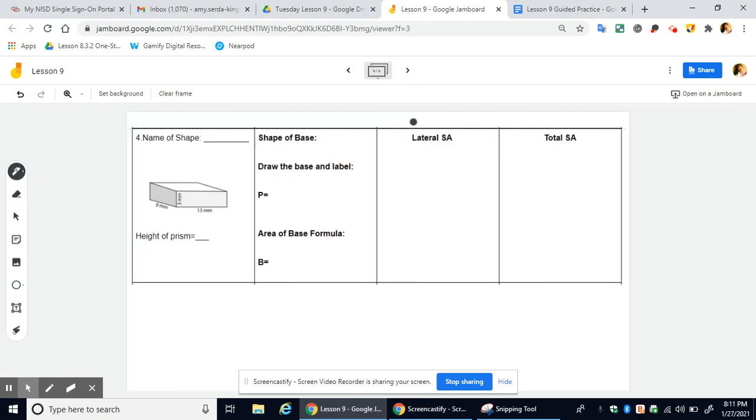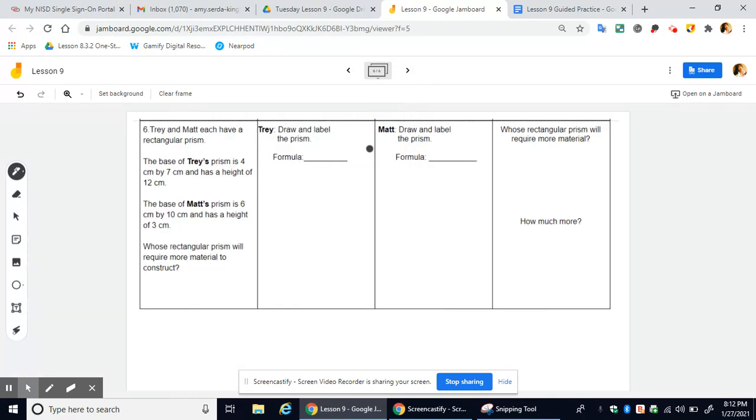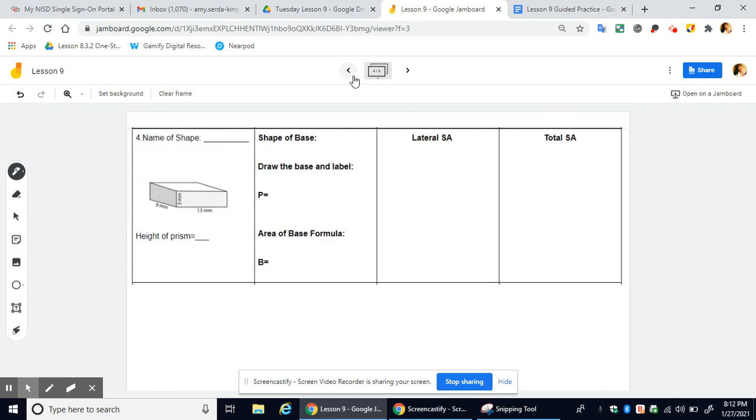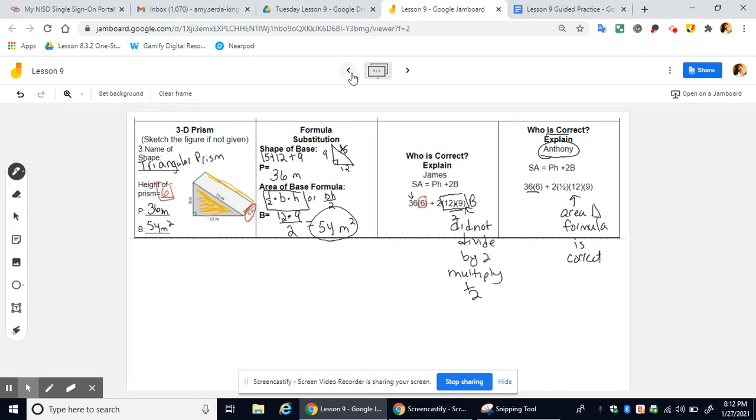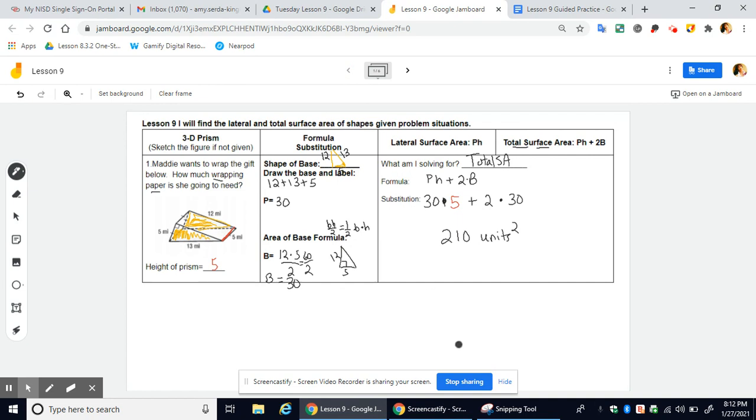Tomorrow in class, you'll have an opportunity to continue solving for different shapes, also analyzing who else is correct in this particular problem. And you'll have an opportunity to compare two rectangular prisms. Please attempt some of these problems on your own. All we've done is put them in a problem situation, and please come prepared to ask any questions where you might be struggling.